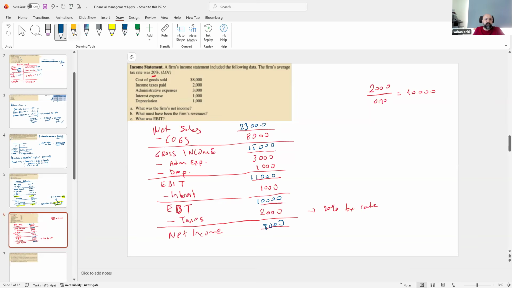That's it. So what is the question? Net income is over there, net income A. What must happen? The revenue is over there, here, and earning before interest and taxes over there. So you solve the problem. Next one.